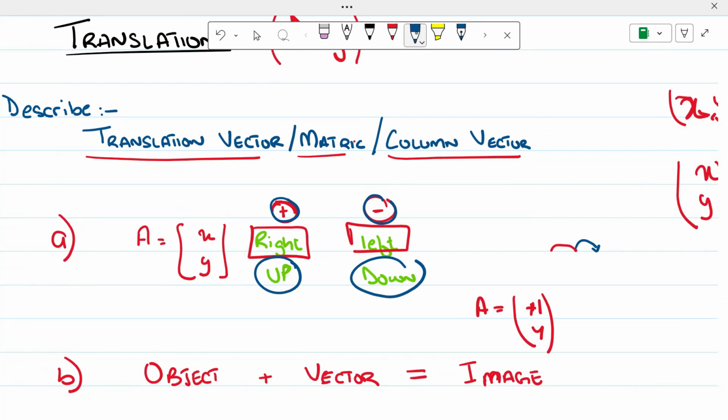In this example, I have (+1, 4). So I'm going to move one space to the right on the horizontal, and four spaces vertically upwards, because the y component over here is +4. So do one, two, three, four. So my point moves from here to here. This is the simplest example of translation vectors.